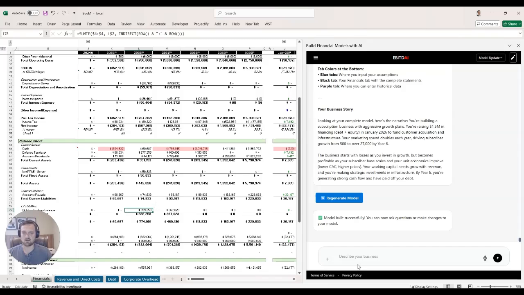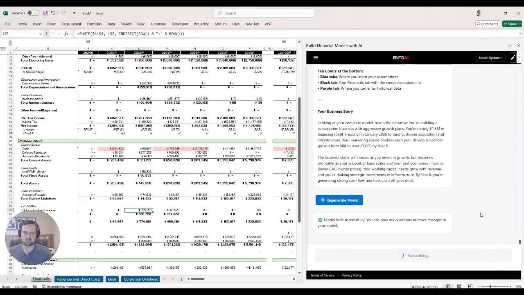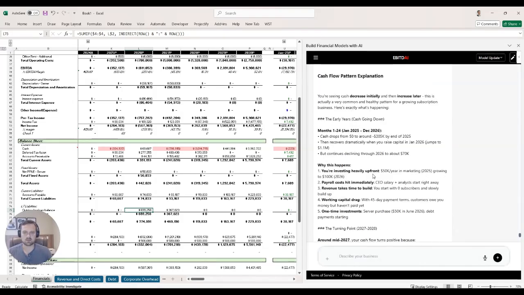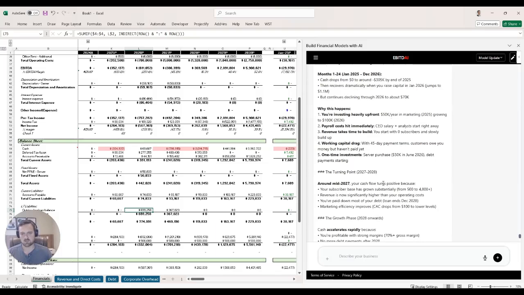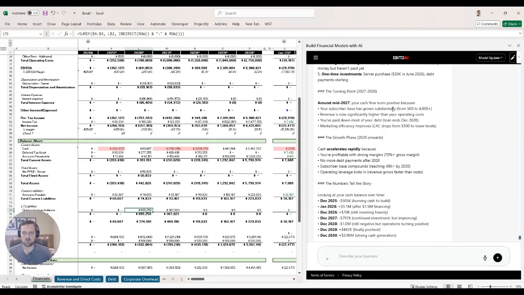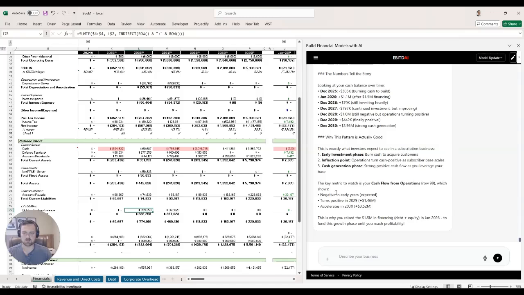It goes up and then down. Let's ask, what's going on with cash? Why does it go up and then go back down? I don't get it. It's saying that we invest heavily up front. We have 50,000 a year in marketing, growing payroll costs immediately. And revenue takes a while to build, and then we have this working capital drag, this one-time investment. Around mid 2027, we turn positive. I guess it's telling us why it's good, but not a bad answer.